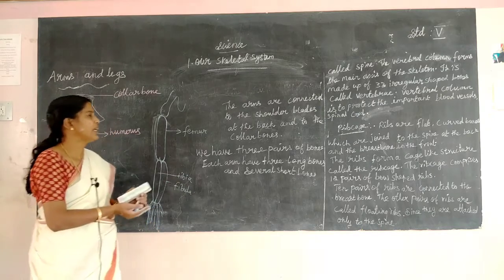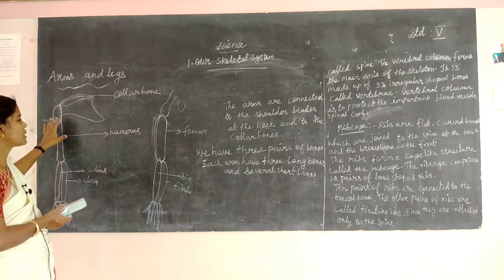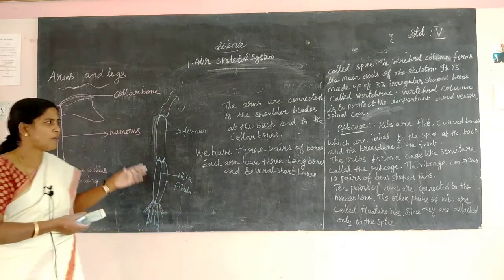Okay, children, listen. We have three pairs of bones. Each arm has three long bones and several short bones.